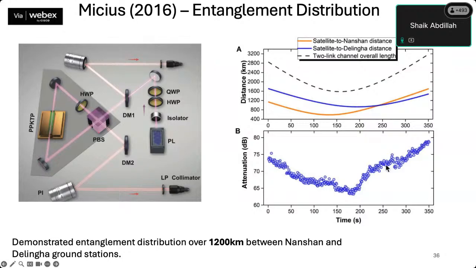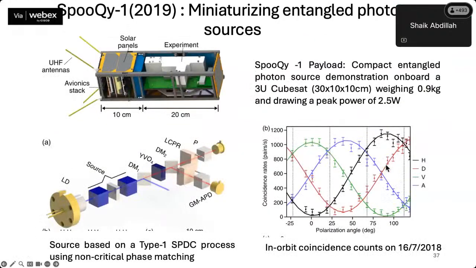entanglement distribution. So the next iteration of satellite quantum communication missions comes in the form of miniaturizing entangled photon sources, right? So this was done back in the day with Professor Alexander Ling, where he had this mission called SpooQy-1, and it demonstrated a compact and low power entangled photon source that existed in space. So they used a 3U CubeSat platform, which is about 30 centimeters across and 10 centimeters on its side. So it's like a small cube.